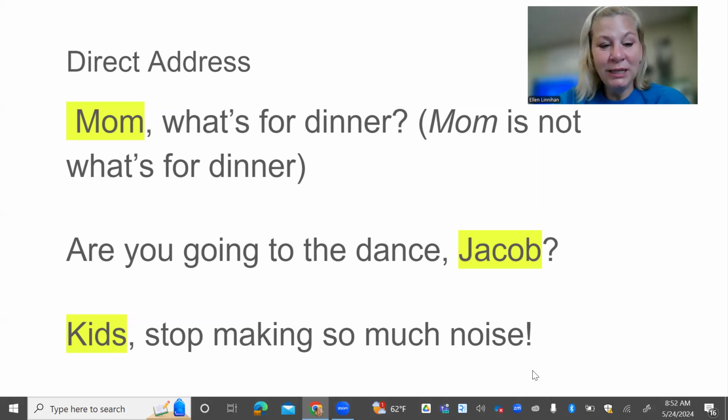And then the next one, "Kids, stop making so much noise." We don't need the kids in there. This is a direct address, a command voice: stop making so much noise. But we don't need the kids in there in order for it to make sense. It's not part of the structure. There's an understood you for the subject. So we could just say, "Stop making so much noise." It gives a little more context or flavor to know we're speaking directly to the kids. So we do "Kids," comma.